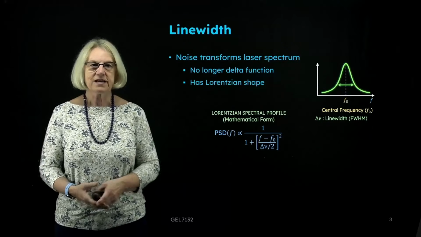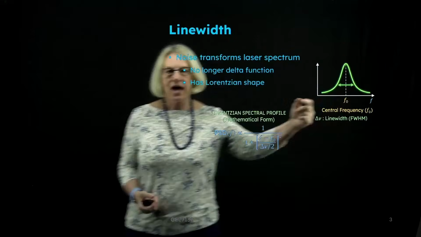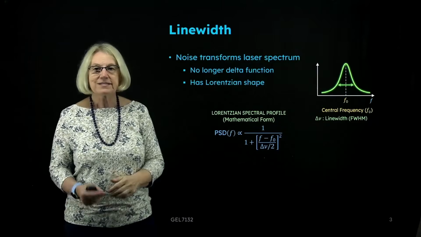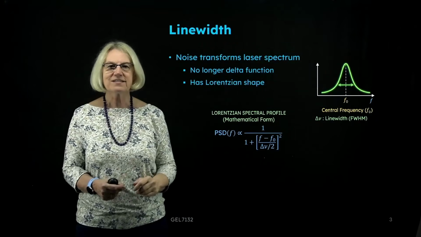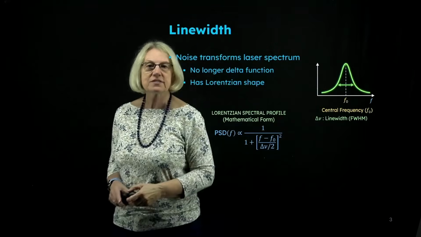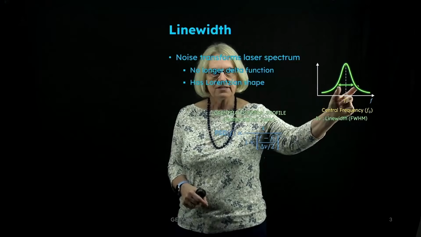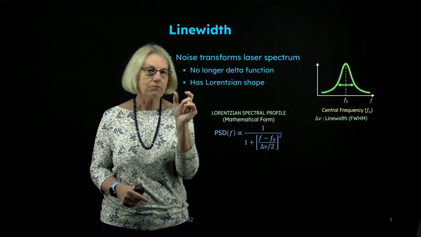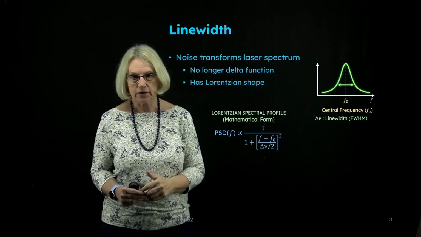This phase noise, instead of being a single delta function at the nominal output frequency, here we put in frequency f0, instead of being this Dirac delta function, what we have instead is something that has what we call a Lorentzian shape. So very characteristic of this type of noise. Now, we want to characterize what we call the line width of a laser. The line width of a laser says how fat that spectrum becomes due to these effects of phase noise.